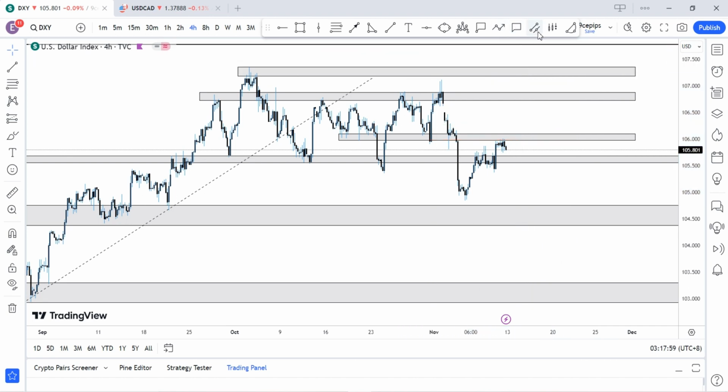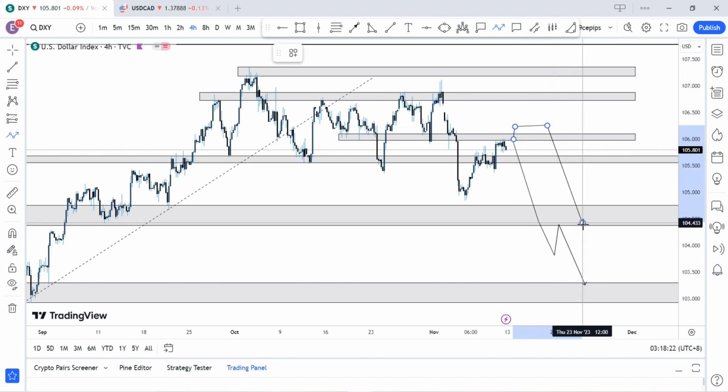So I'm looking out for a possible pullback continuation from these regions down to these regions, a possible break and retest. This might take weeks, of course, but I'm looking out for a continuation to the downside. Otherwise, we might just get an overextension to the 61.8 region, with price playing around this region before we get that dump to the downside.